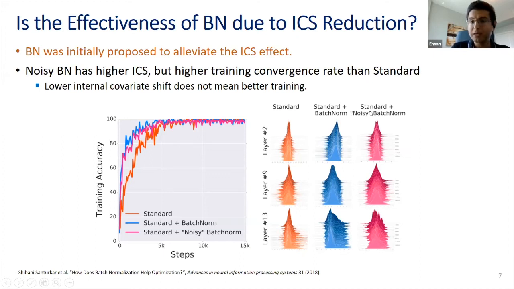But when we are adding this noisy batch norm, you can see that this distribution is changing a lot. However, although the variation in this distribution is increased, we don't see that convergence rate problem.